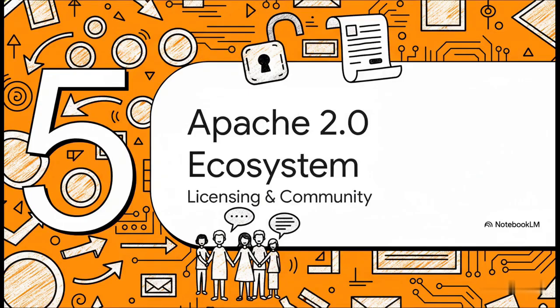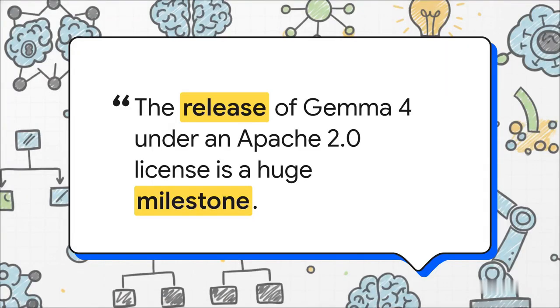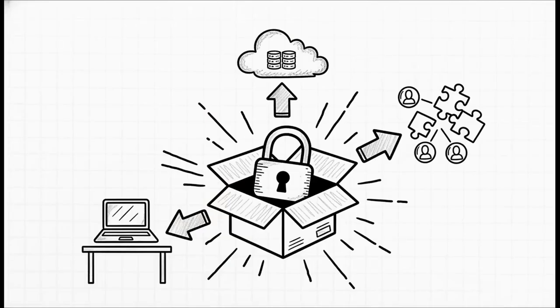Okay, finally, part 5, the Apache 2.0 ecosystem. It's super clear Google listened to community feedback here. As Hugging Face CEO Clement Delangue so enthusiastically points out, releasing Gemma 4 under a commercially permissive Apache 2.0 license is a massive milestone. This license is everything. It hands you complete digital sovereignty. You get total, unapologetic control over your data, your infrastructure, and your models, so you can build freely and deploy securely.